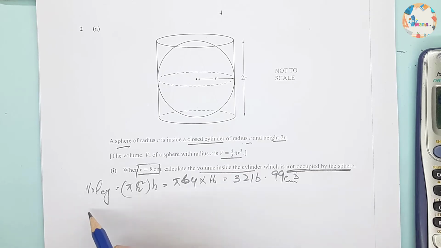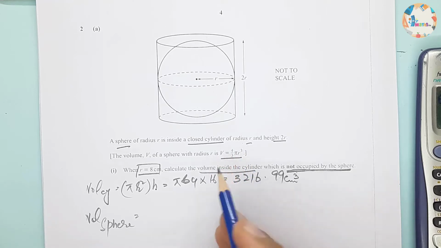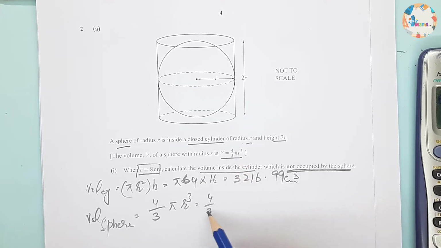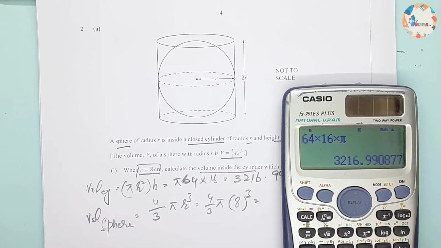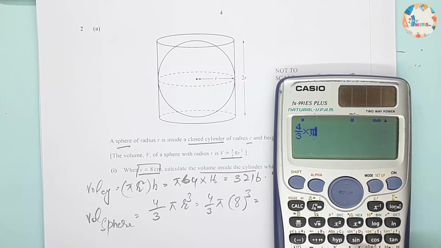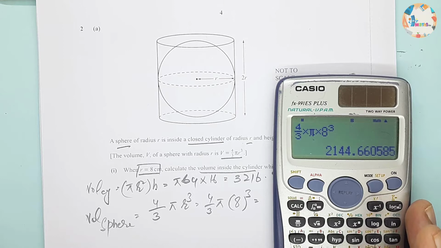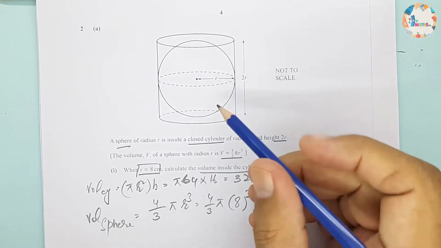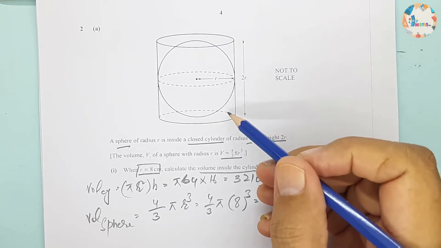This is the volume, so this will be centimeter cube. And then volume of sphere will be equal to, this is the formula for volume of sphere, 4 by 3 pi r cubed. So 4 by 3 pi into r is 8, so 8 cubed, this will be equal to 2144.66 centimeter cube. So we got the volume of the cylinder and we got the volume of this sphere.